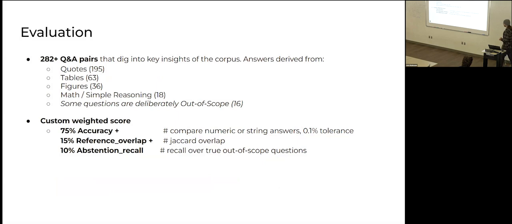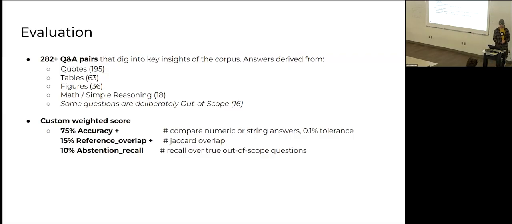So the evaluation setup here is we have 282 question and answer pairs that dig into the key insights of our corpus. That's the 32 papers that look at the environmental impacts of AI. Some of these questions require the AI system to just look at the quotes in the papers. Some of them require you to look at the tables. Some require figures. Some require some kind of math or simple reasoning. And then finally, some questions are deliberately out of scope.